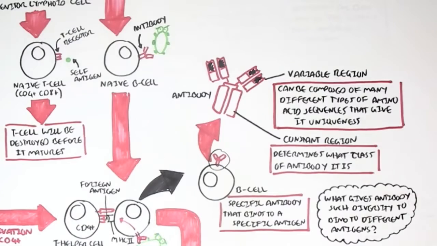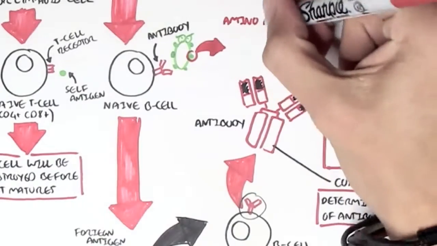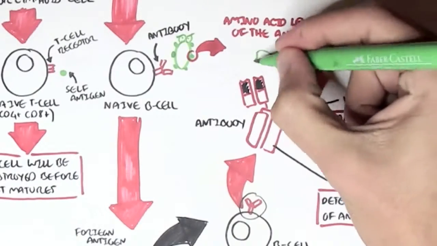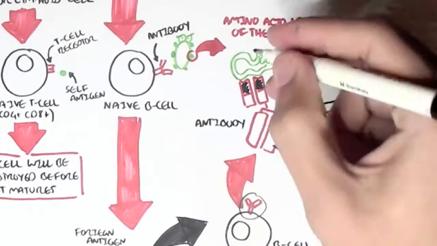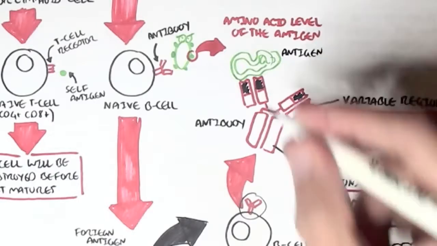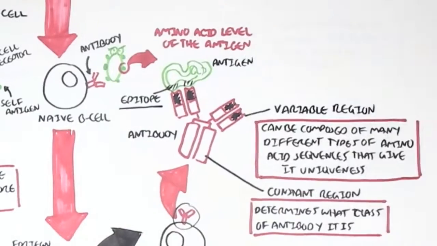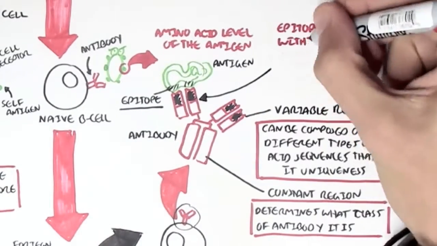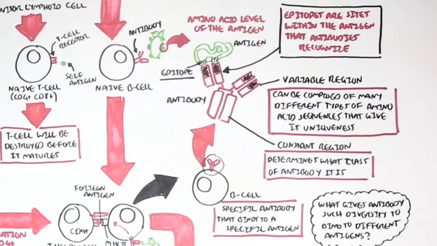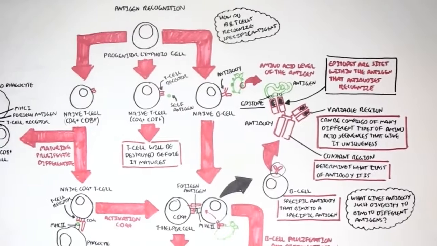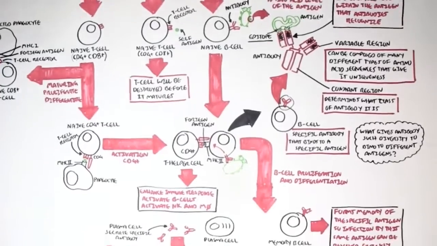Let's just take this antibody of this pathogen and look at it at an amino acid level. Here is the antigen, the same antigen of the pathogen. Now, the antibody recognizes only specific sequences of the antigen. This specific sequence is known as an epitope. So an epitope is a site within the antigen that the antibody recognizes. And through this recognition, the B cells can then engulf it, or the B cells can then destroy it with the antibody, whichever one it is.